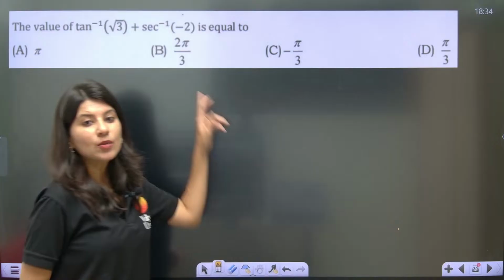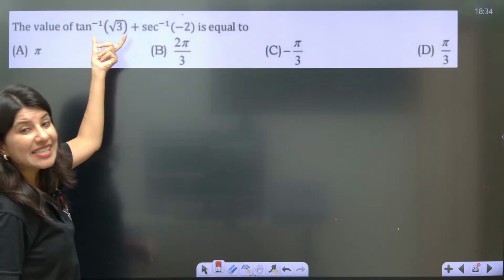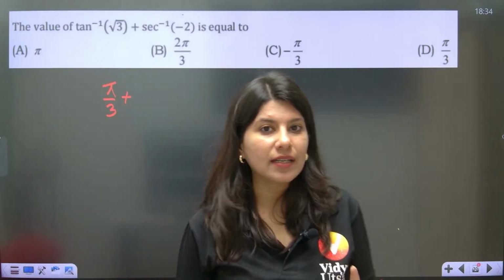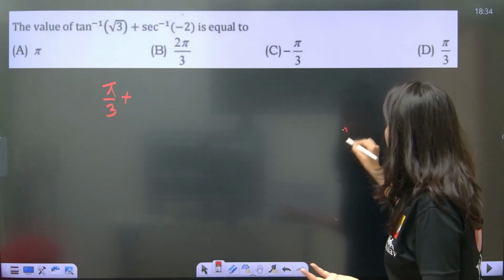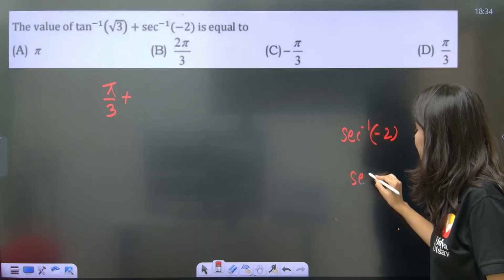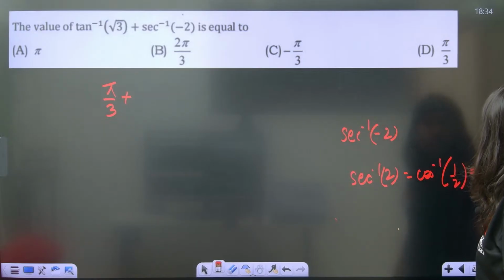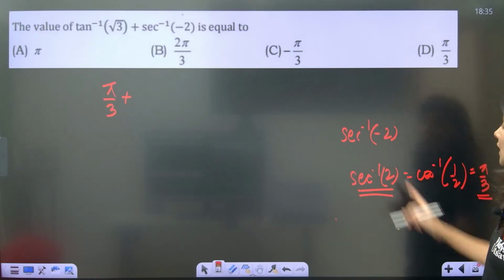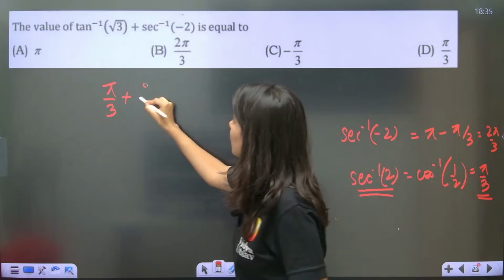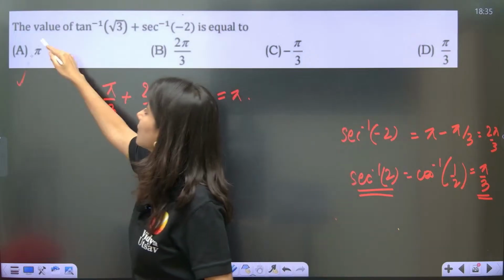Chalo. Tan inverse root 3. Can anybody tell me? 60 degree, that is pi by 3. Sec inverse -2, now understand. If you do not know, for example, what about sec inverse 2? Sec inverse 2 is nothing but cos inverse half, which is pi by 3. What about sec inverse -2? It would be pi minus pi by 3, that is 2 pi by 3. So sec inverse -2 is 2 pi by 3. So 3 pi by 3, that means pi is the correct answer of this question.